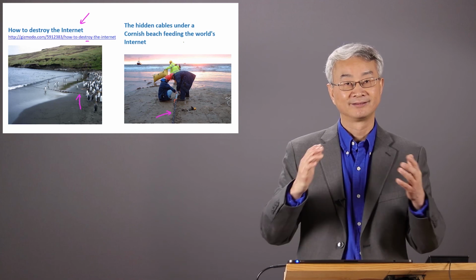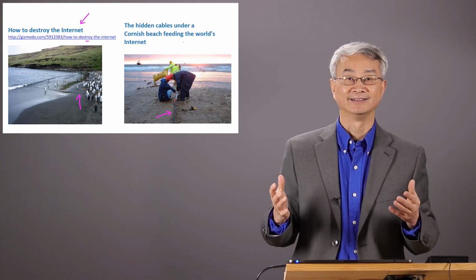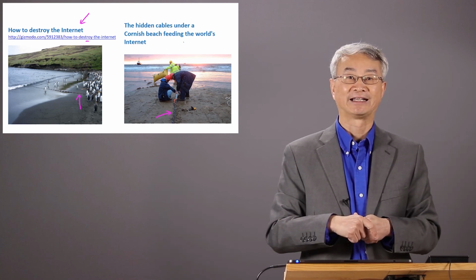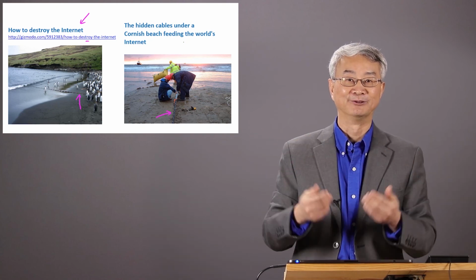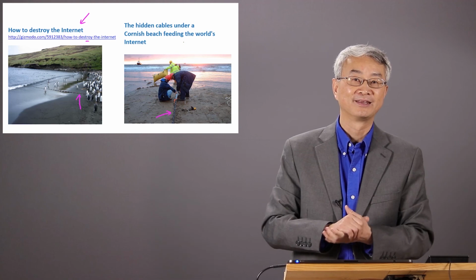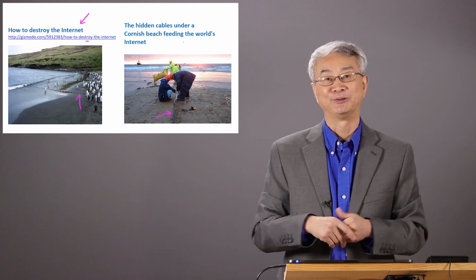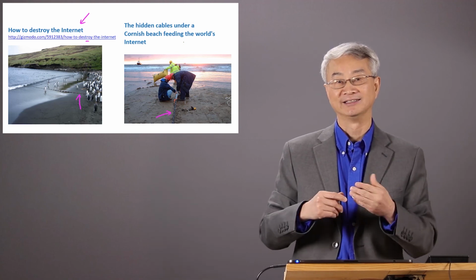So that's how vulnerable the internet is. If somebody really wants to launch an attack, they can just take an axe and go there, dig out the cable and break it. That shows you all the possible attacks that can be launched against the internet.